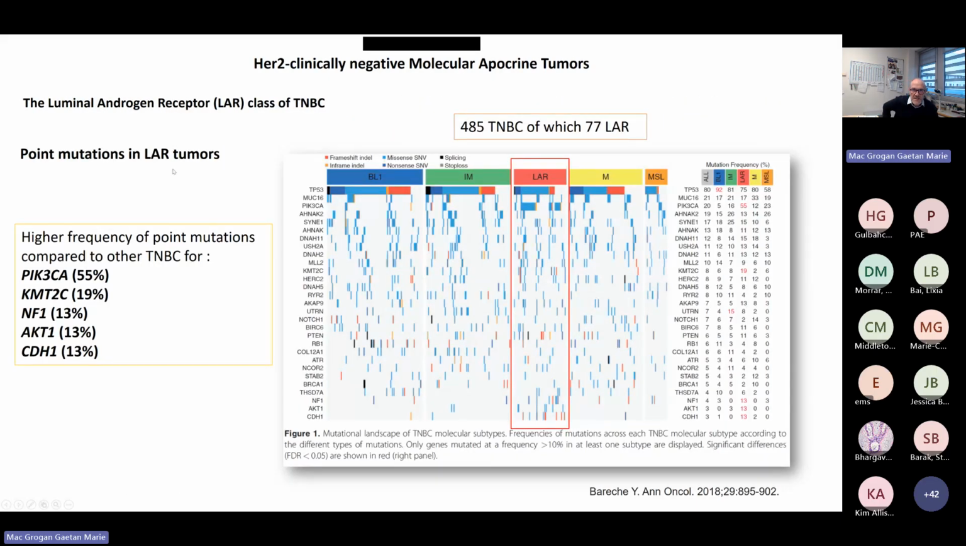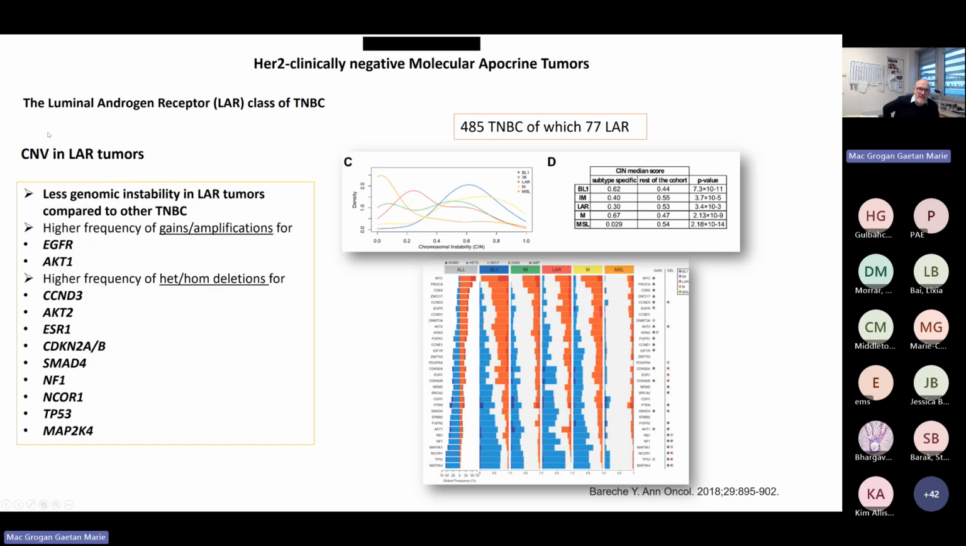What about point mutations in LAR tumors? There is a higher frequency of point mutations compared to other triple-negative breast cancers for PIK3CA, KMT2C, NF1, AKT1, and CDH1. So akin to what was observed for the invasive apocrine carcinomas, you can see that the LAR tumors have a high frequency of PIK3CA mutations, and also of interest, there's quite a high rate of CDH1 mutations in these tumors, CDH1 coding for E-cadherin. I'll come back to that later on.